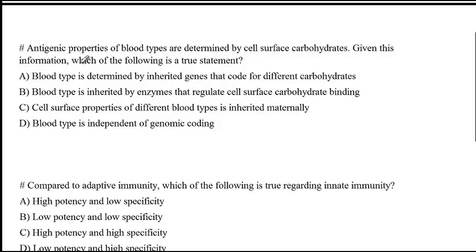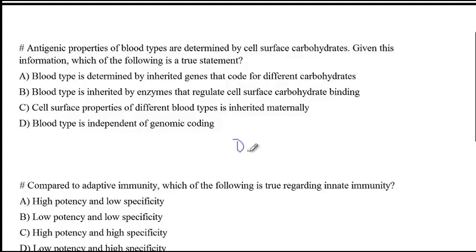So for the first question, antigenic properties of blood types are determined by cell surface carbohydrates. Given this information, which of the following is a true statement? Blood type is determined by inherited genes that code for different carbohydrates.